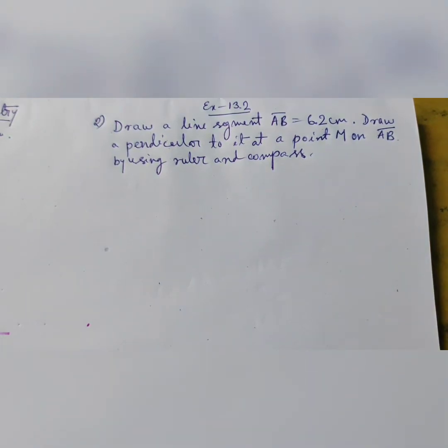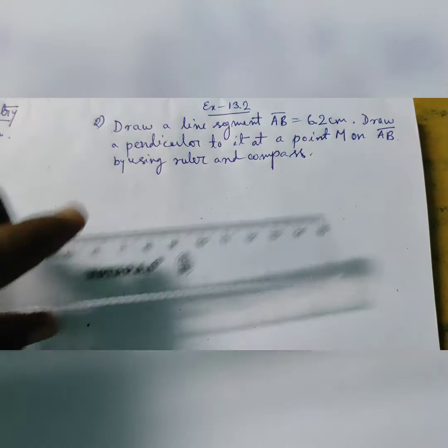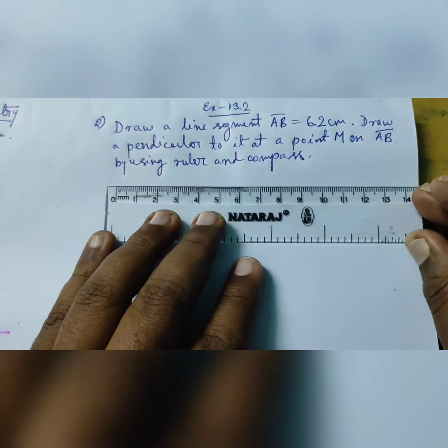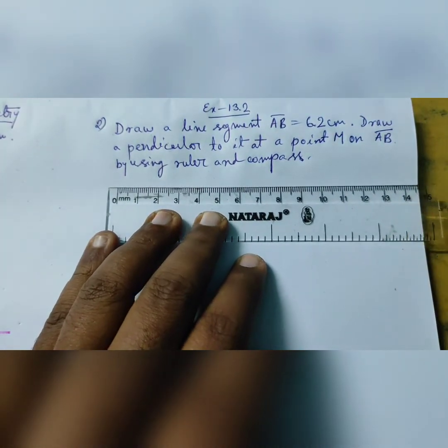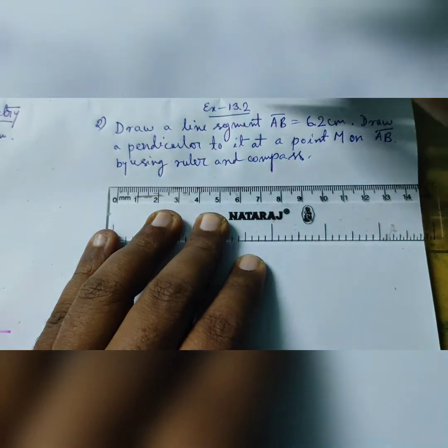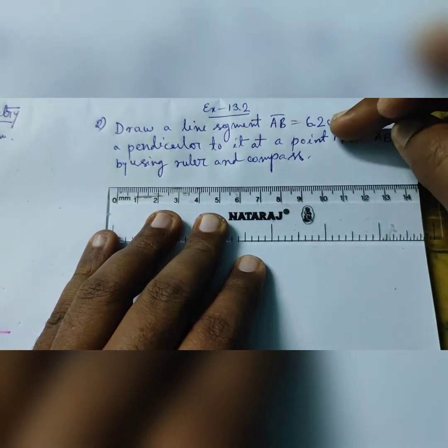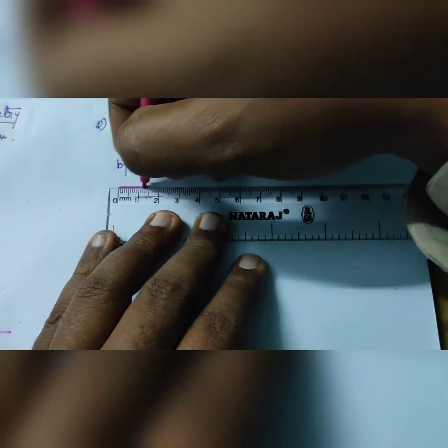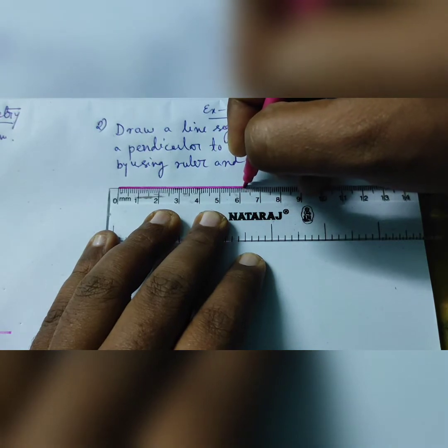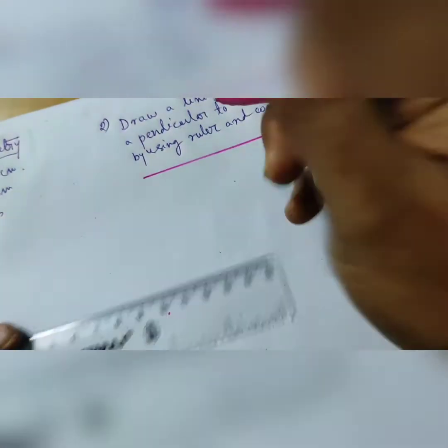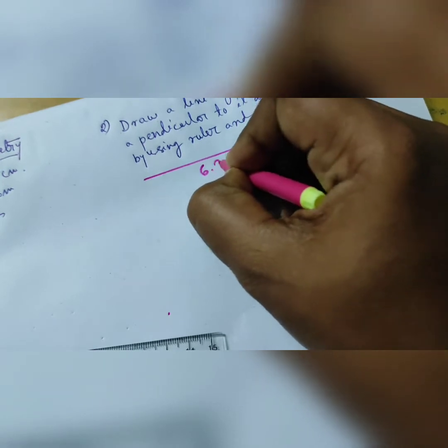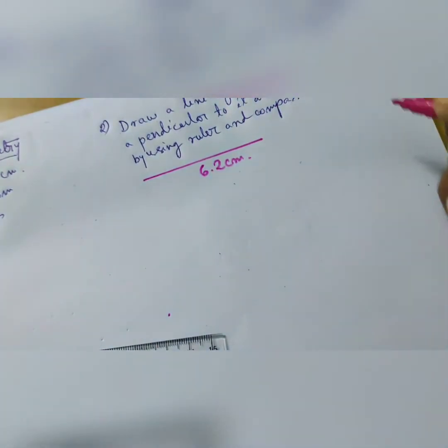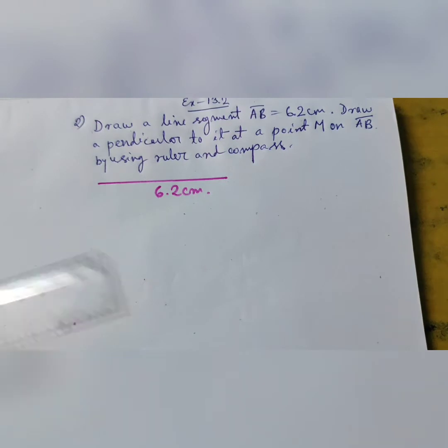For constructing this line segment AB, we will apply the strategy of copying a line segment. For copying a line segment, we will draw a line segment of the given measurement, which is 6.2 centimeter here. So suppose this is 6.2 centimeter and we label it with 6.2 centimeter.